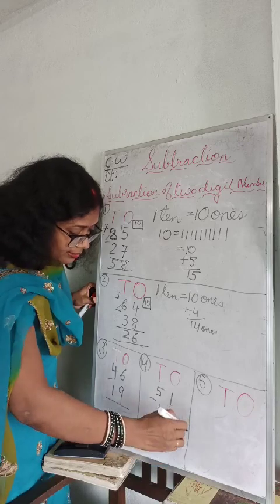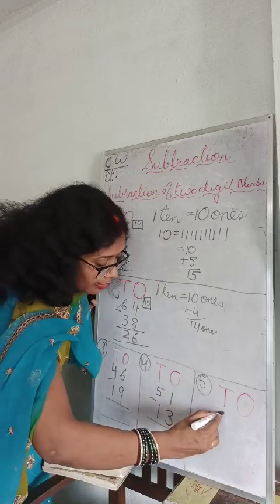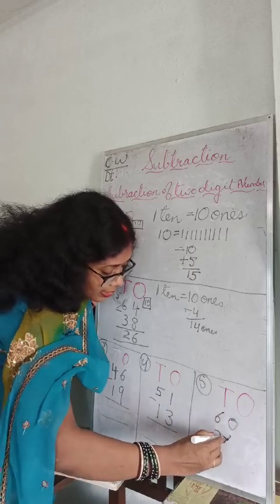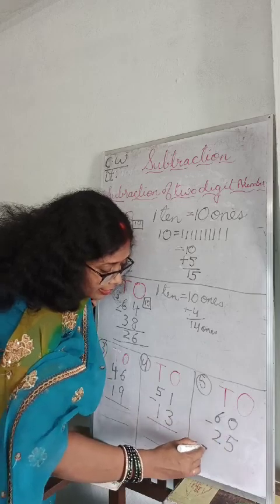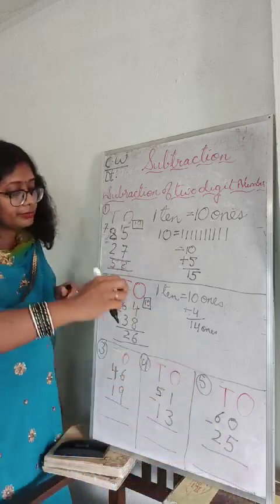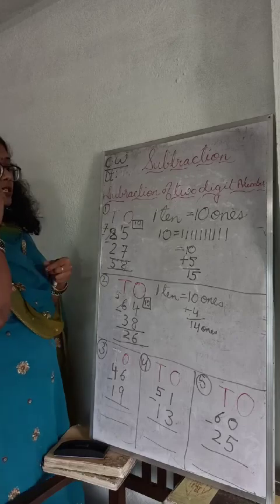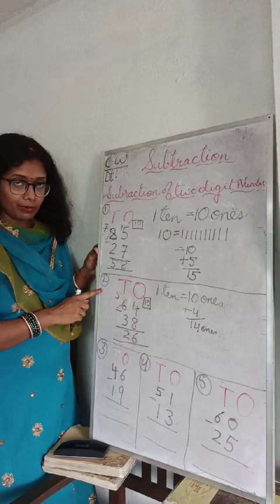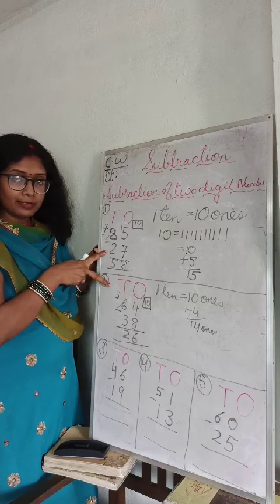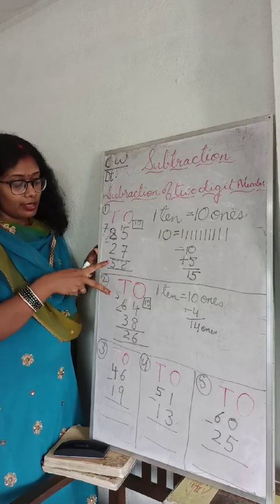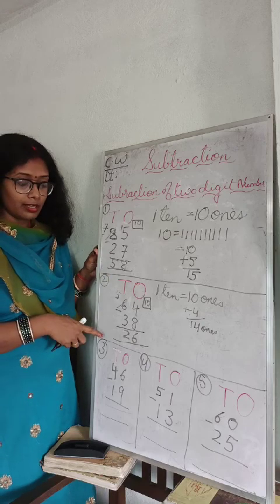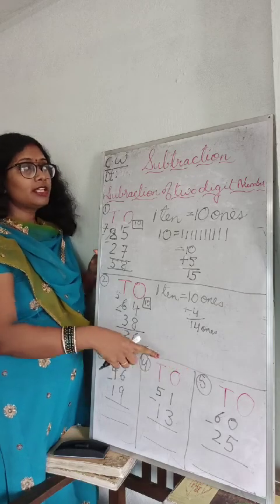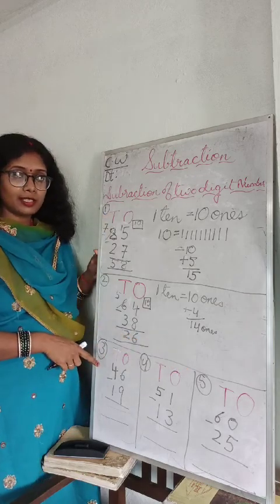Then we will have 51 minus 13. Then we are going to have 60 minus 25. This is the third sum. So altogether how many sums do you have to do now? Sum number 1, this is sum number 2. These 2 I have already explained to you. Then we have sum number 3, sum number 4 and sum number 5. Altogether you have to do 5 sums.